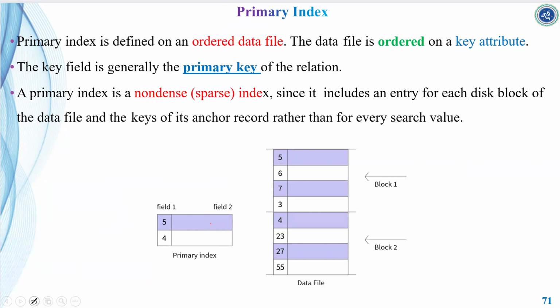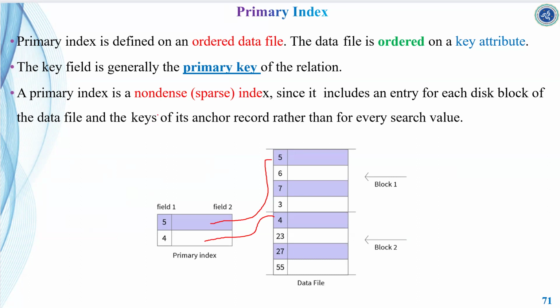So here, the second thing, this is the index. There will be a pointer pointing to block 1, as well as a pointer pointing to block 2. Okay, so this is how primary indexing is done. I hope it is clear.